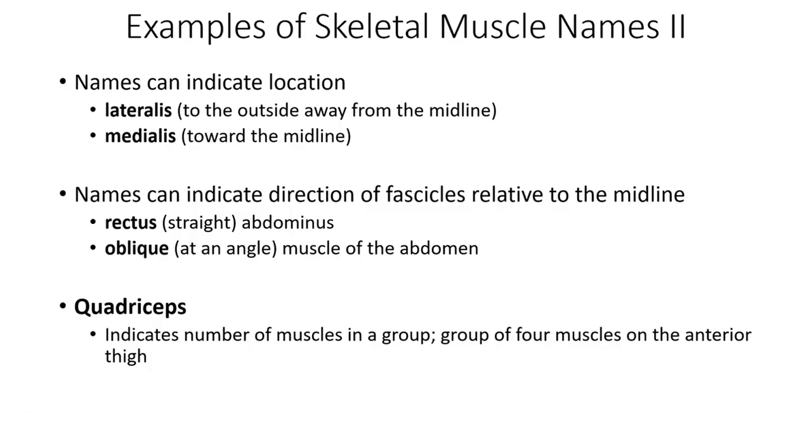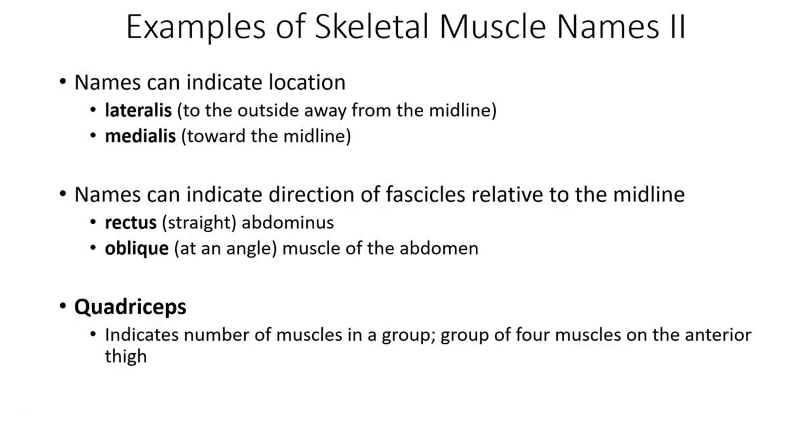Names can indicate the direction of the fascicles relative to the midline. Rectus means straight. We'll learn the rectus abdominis in lab this week. This is a muscle that runs up and down the midline of the body. This is the six-pack muscle, the rectus abdominis.